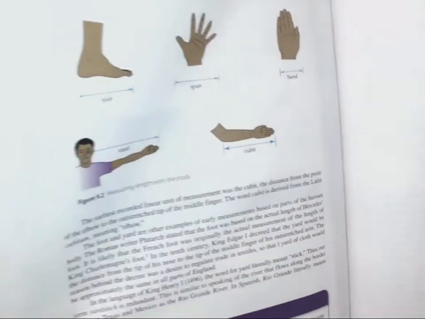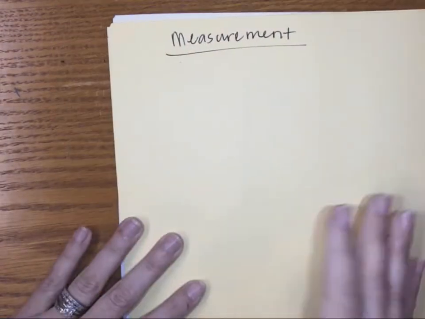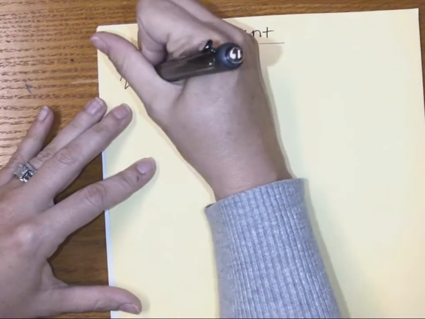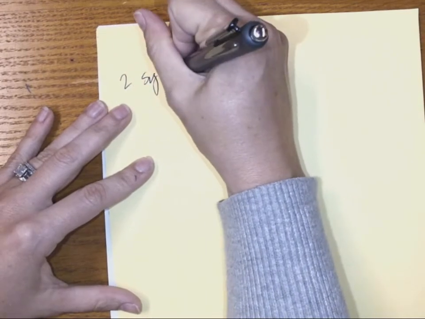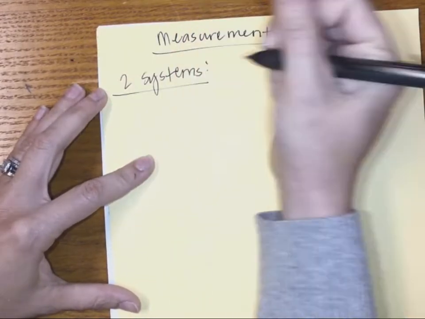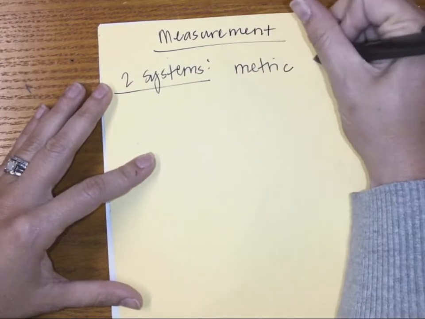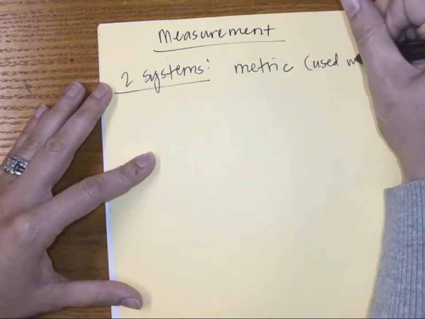And I'm going to come back and tell you something about when we get to volume later on. Okay, so measurement. We have lots of different types of measurement. First of all, we have 2 different systems of measurement. The first is the metric system, and the metric system is used worldwide.